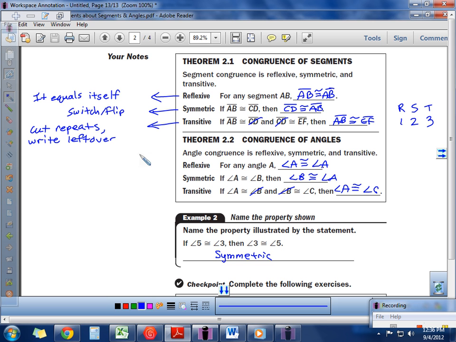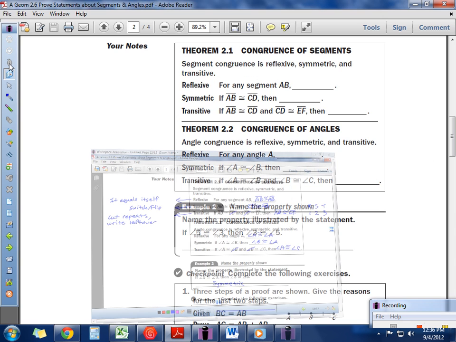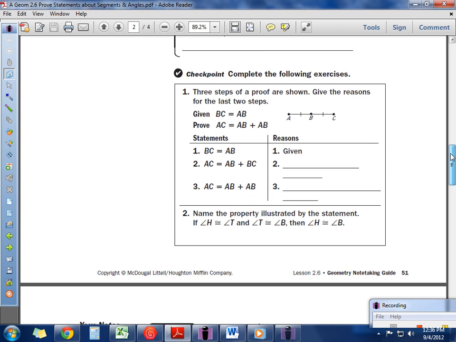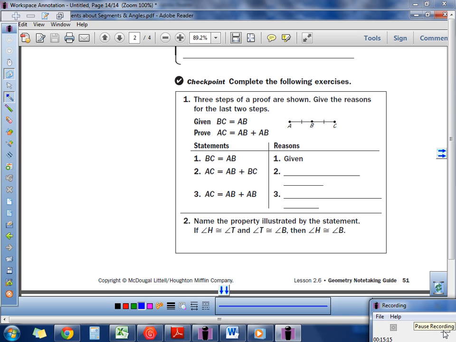Good job. Now I'm going to give you a little bit of time to work on this next checkpoint. Let's see if you can get these finished. I'll give you time. All right, here we go.